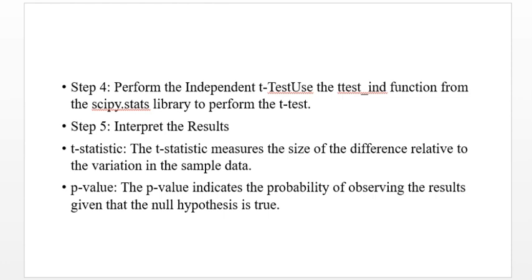And then finally, we interpret the results and assess the t-statistic and p-value. Here the t-statistic measures the size of the difference relative to the variation in the sample data, and the p-value indicates the probability of observing the results given that the null hypothesis is true.